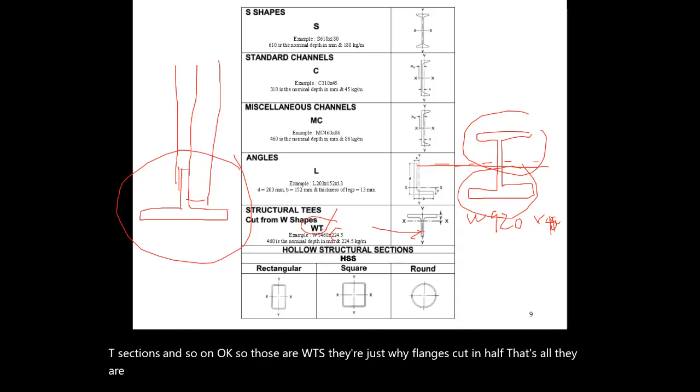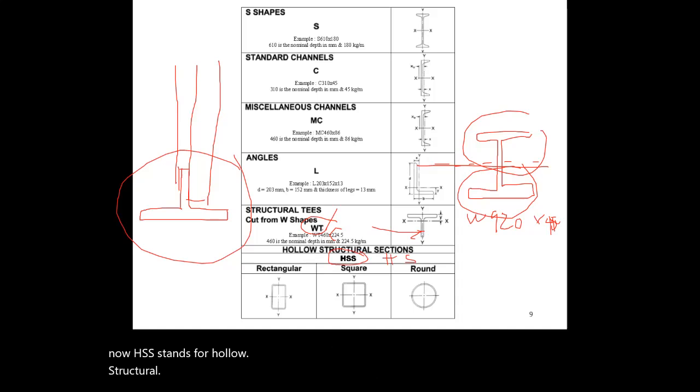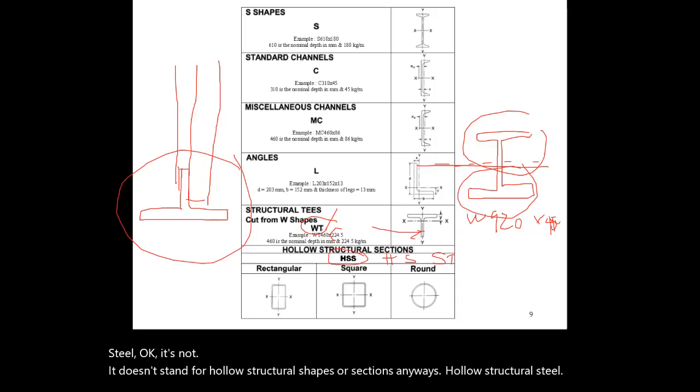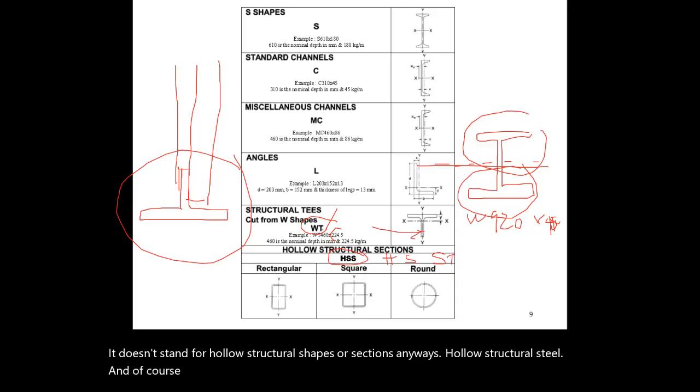And then the other shapes that are produced in the mills, of course, are HSSs. Now, HSS stands for hollow structural steel. It doesn't stand for hollow structural shapes or sections. Anyways, hollow structural steel. And of course, there are 3 types that are made. Okay, you have rectangular, you have square, and you have round.